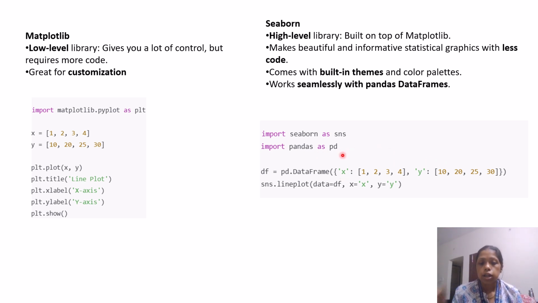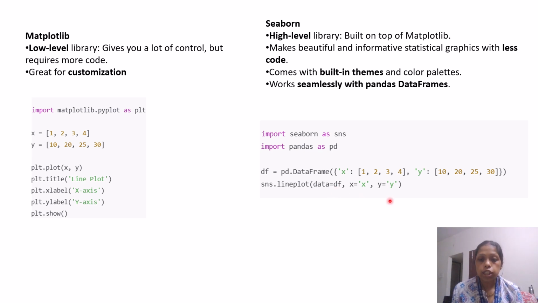Directly, you can call the column names. Suppose there is one column name, comma, another column name is also there. So here we are creating a data set. X is one column, y is one column. Then this is sns. So here, to import seaborn, you have to write sns. Then in matplotlib it is the plot function; here it is lineplot.